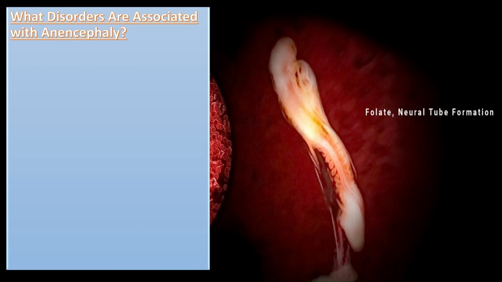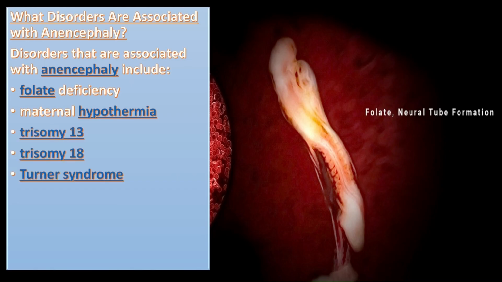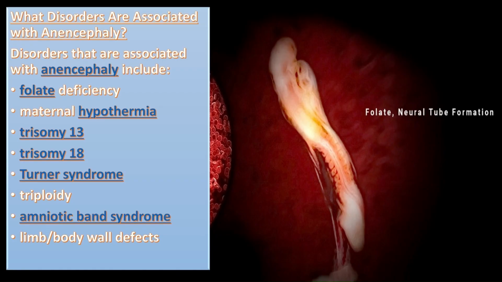What disorders are associated with anencephaly? The disorders that are associated with anencephaly include folate deficiency, maternal hyperthermia, trisomy 13 and 18, Turner syndrome, triploidy, amniotic band syndrome, limb or body wall defects, and Walker-Warburg syndrome.